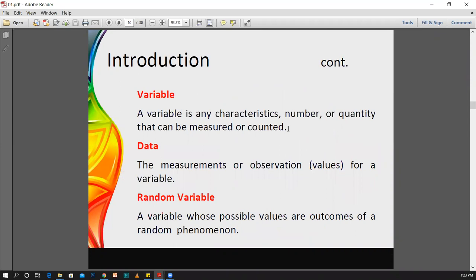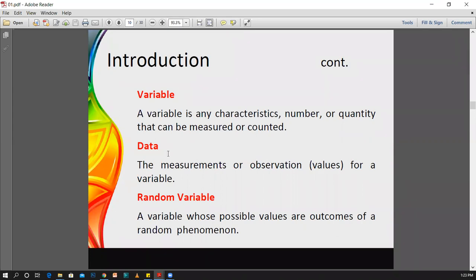Okay, these are another set of terms that we have to pay attention to. The next one is variable. A variable is any characteristic, number or quantity that can be measured or counted. If you cannot measure or count it, then you cannot assign it as a variable.